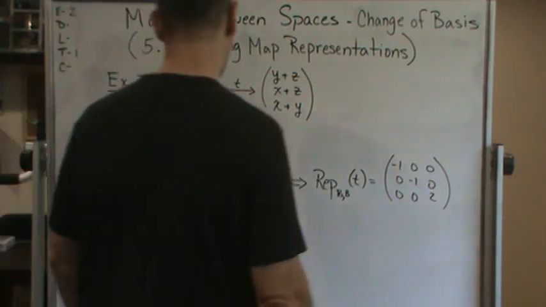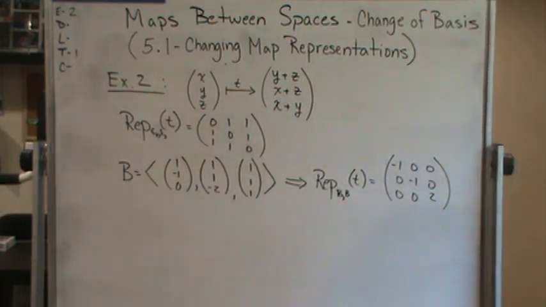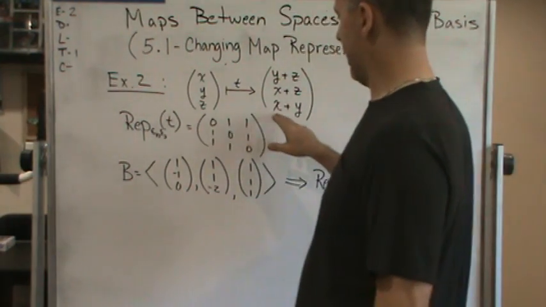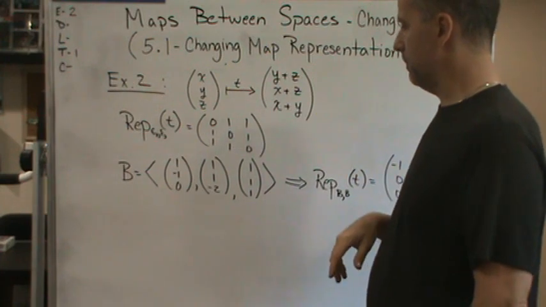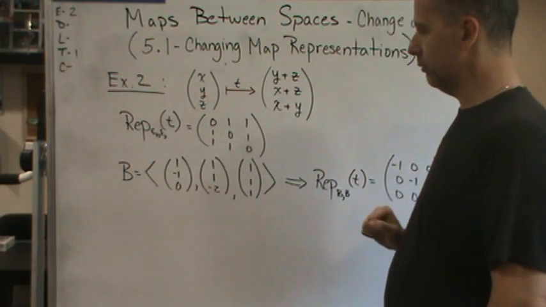Okay, so now here's example 2. Now, sometimes we can actually get a simpler matrix when we're working on problems like this. In this example, we're on R3. So we have this mapping T in this manner, right? So it's R3 to R3.